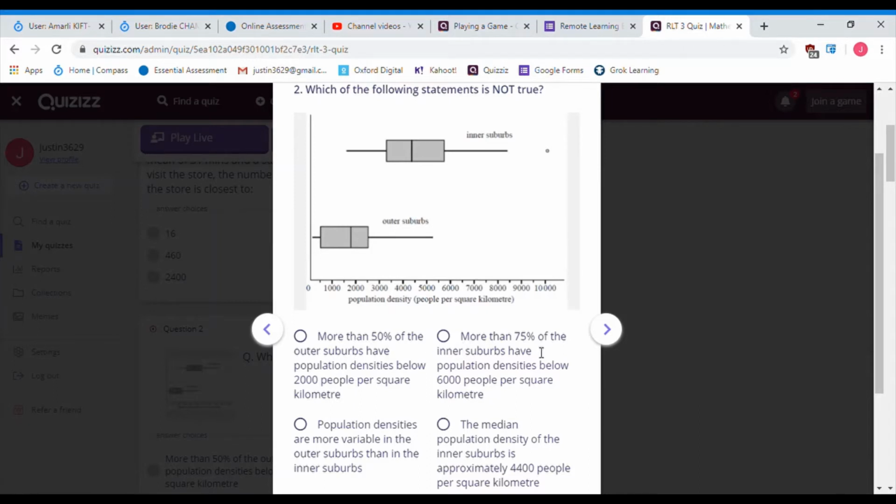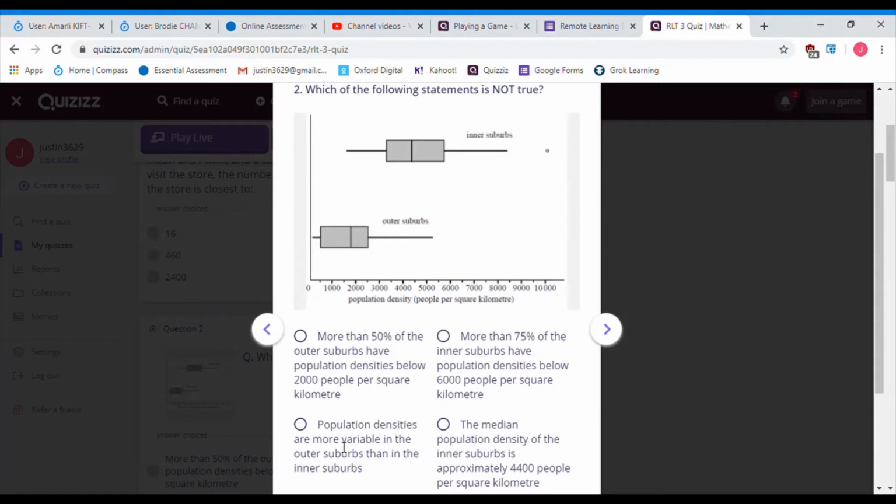More than 75% of the inner suburbs have population densities below 6,000. Alright, let's see where 6,000 lines up with our inner suburbs box plot. If you're careful, it hits about there, which is just above where our box ends, which is Q3. Now we should know that below Q3, that's 75% of our data. So similarly with this one, if 6,000 lands just above Q3, then more than 75% of the data is below 6,000. So this statement is also true.